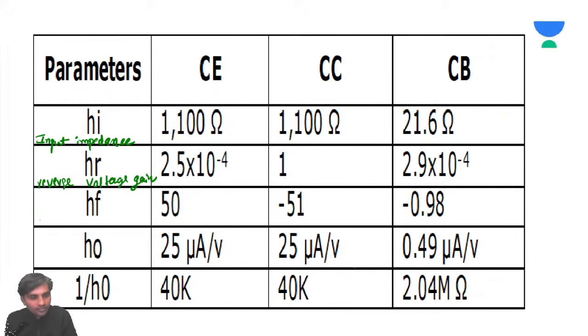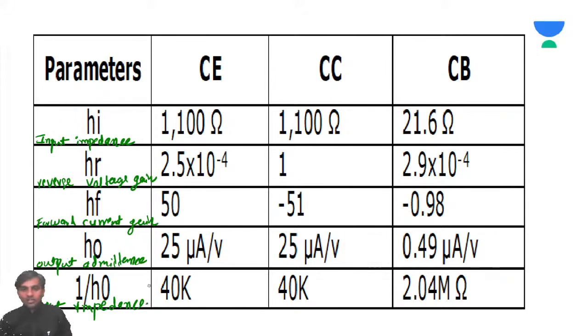HF stands for forward current gain. This is output admittance. The inverse of output admittance, 1 by H naught, is called output resistance, or actually output impedance. You can call it output impedance.